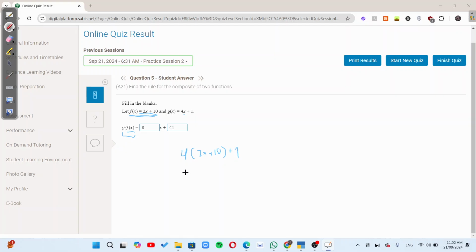So let's distribute the 4. 8x plus 40 plus 1 gives you 8x plus 40 plus 1 is 41. So that's how you get your answer.